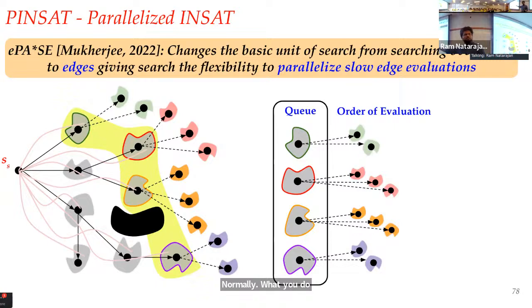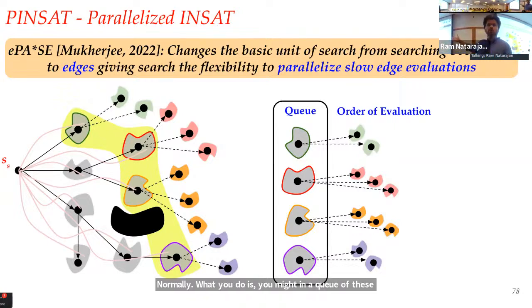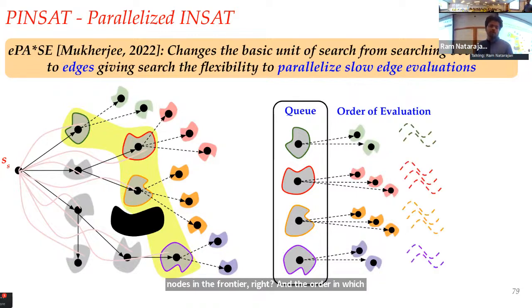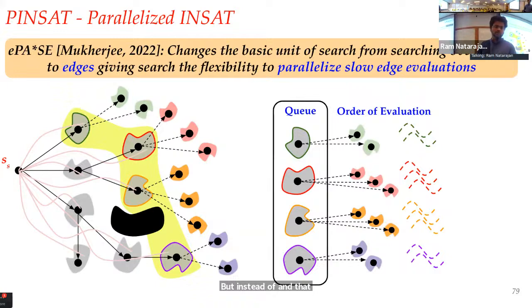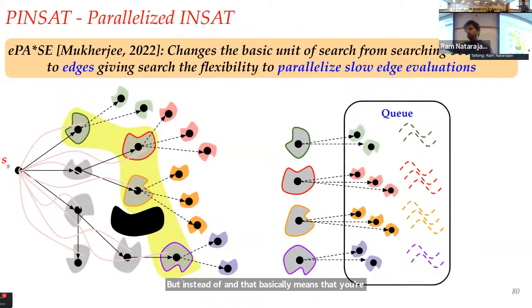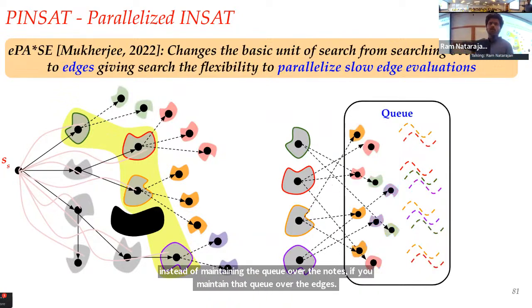And the order in which the nodes are stored in the queue is the order in which the successors going out of the queue are evaluated. That basically means that you're making a call to the optimizer in INSAT. But instead of maintaining the queue over the nodes, if you maintain that queue over the edges, then you have the flexibility to reorder these edges.